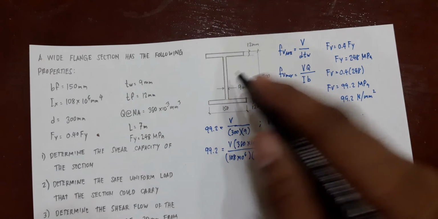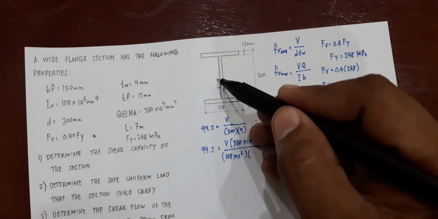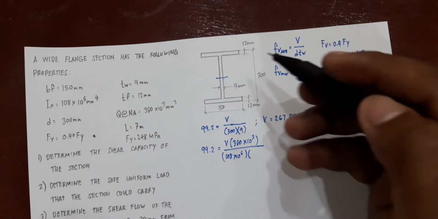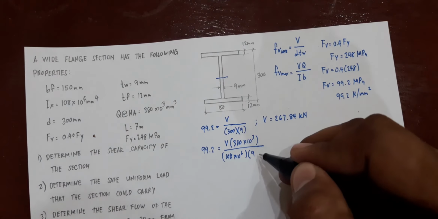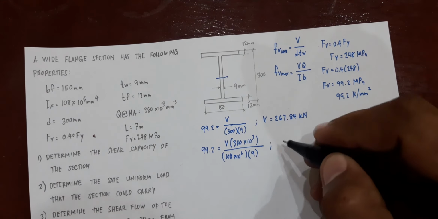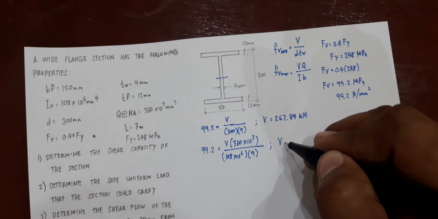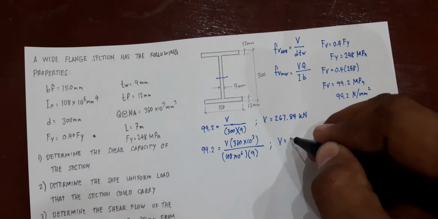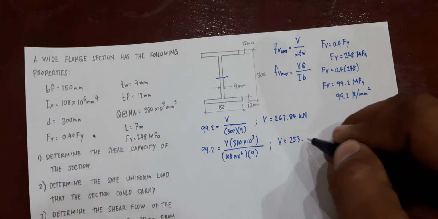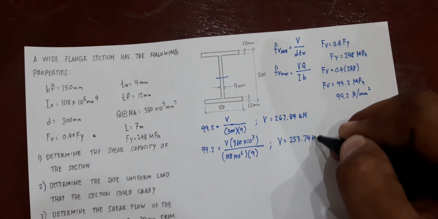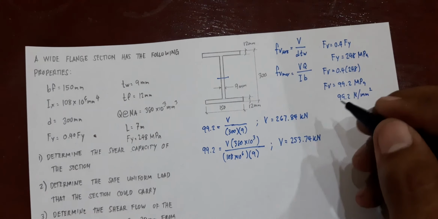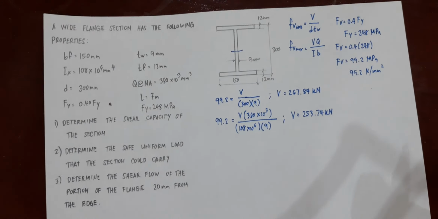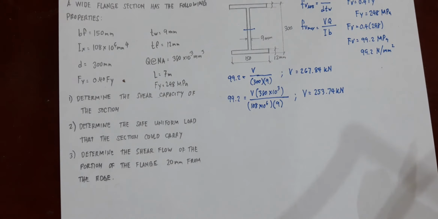Your b here in this section is taken here. Okay, so basically the width there is 9 mm. So with that, one equation with one unknown, you calculate for the value of V. V is equal to 253.74 kilonewtons.